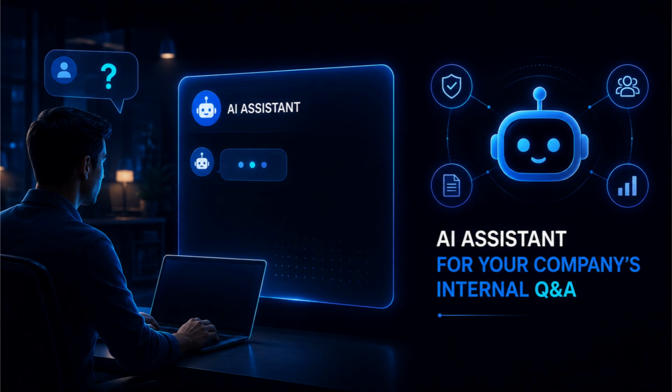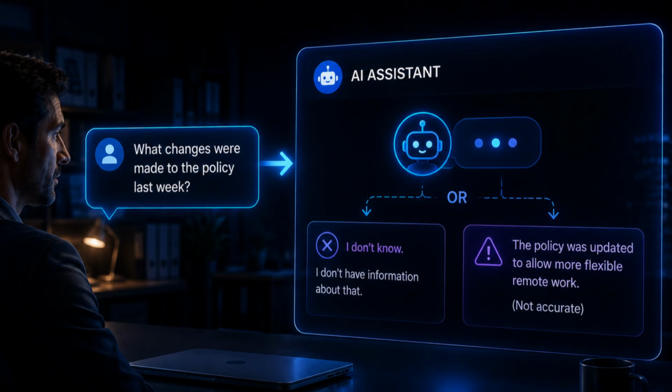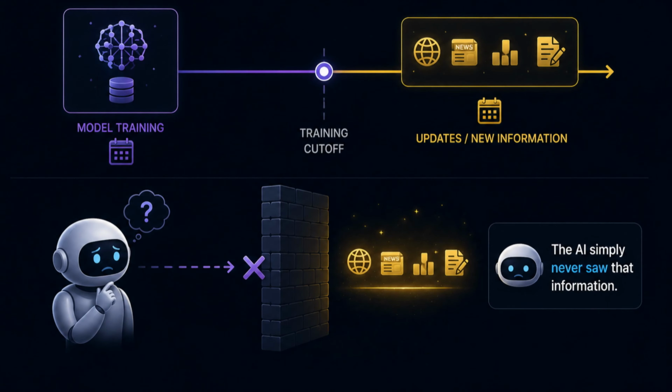You have built an AI assistant for your company's internal Q&A. It works great for anything it learned during the training. But the manager asks what changes were made to the policy last week. Either it says it doesn't know or it confidently makes something up. The problem is that the update happened after the model was trained.